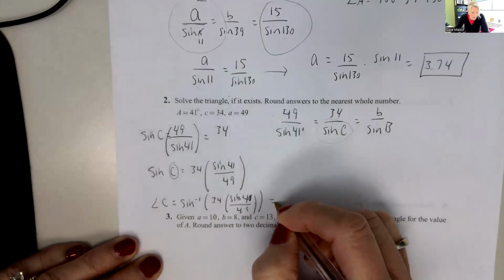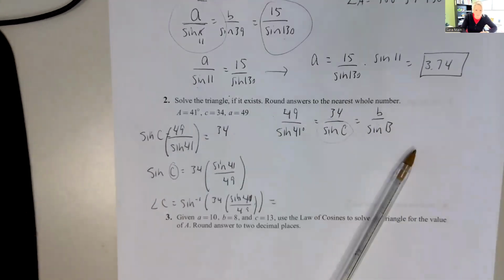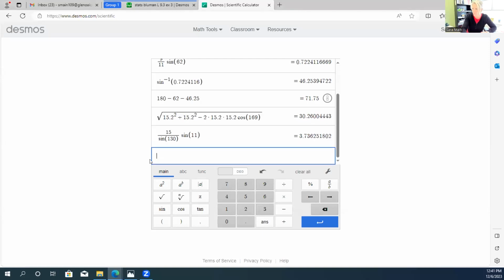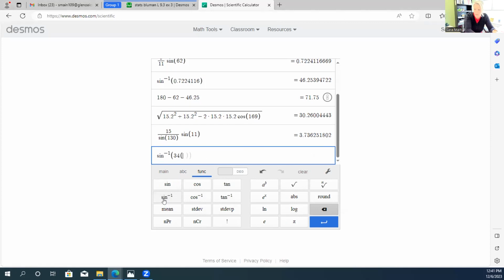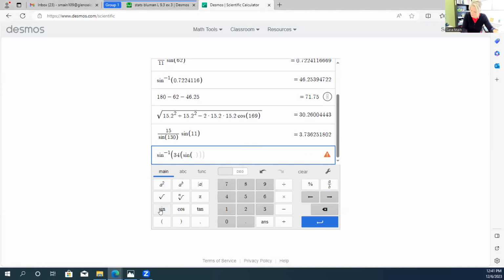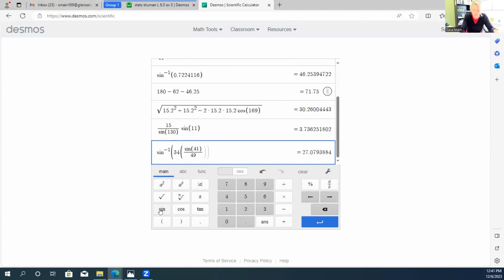And I'm going to show you how I'm going to do that in the scientific calculator so you can see. So I'm going to the function here and I'm clicking on arc sine of 34 times, and then I'm going back to the main and typing sine of 41 divided by, and then 49. And it shows me that my angle C is rounded just to 27 degrees.